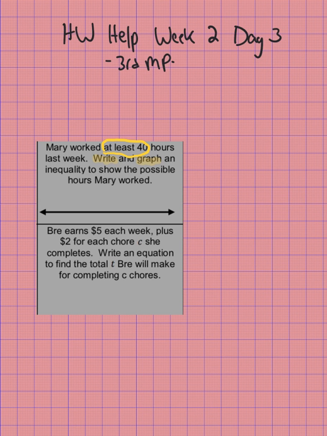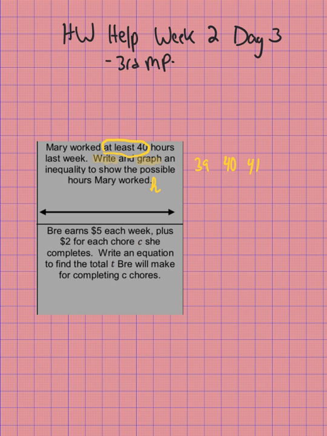So let's start with writing an inequality. I'm going to use h for my variable. And then it says at least 40. So remember your helper numbers. So I have 40, I have one more, and one less.